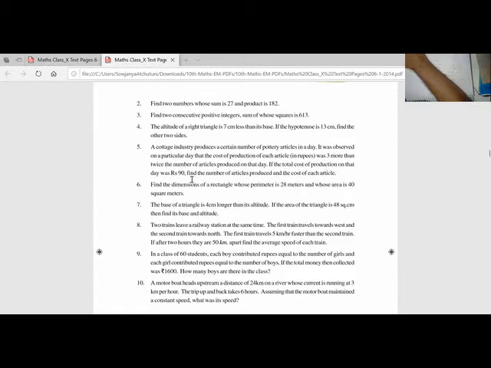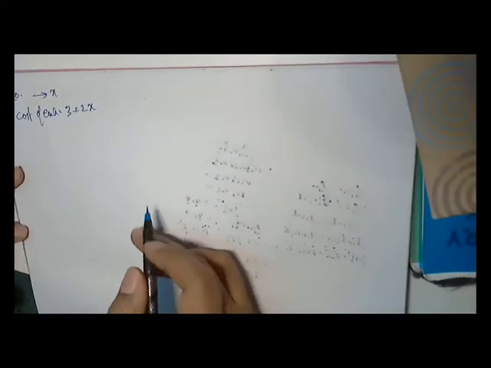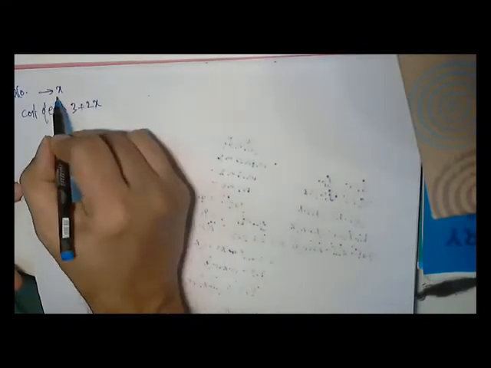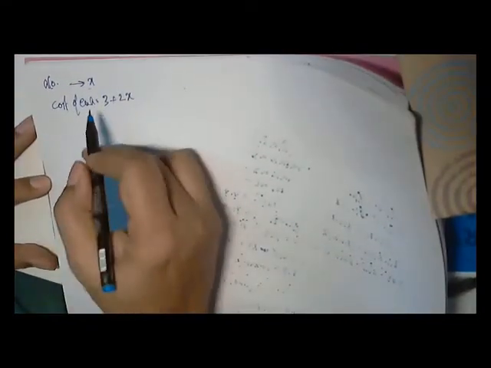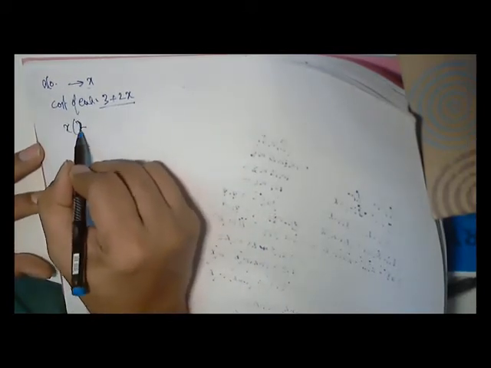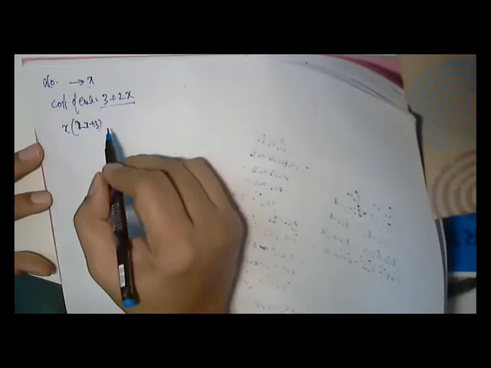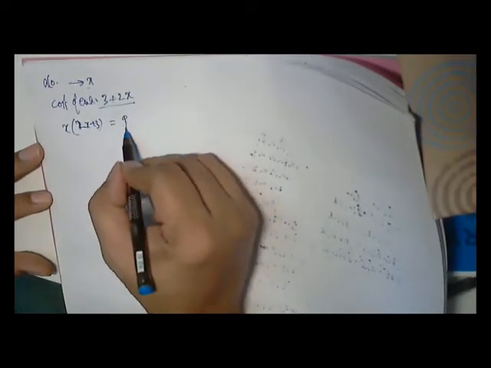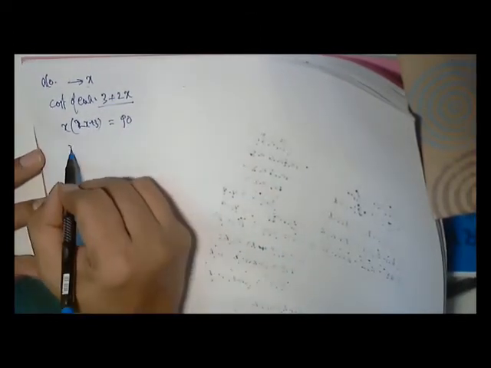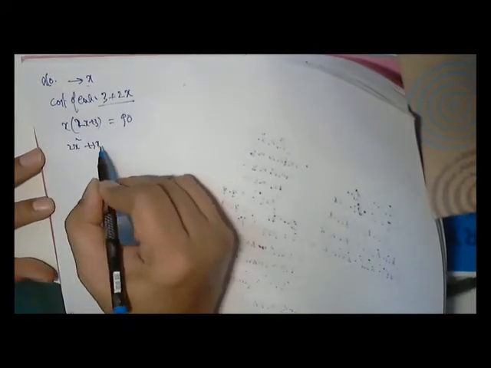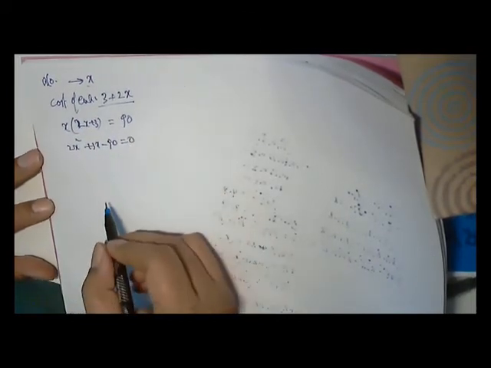If the total cost of production is rupees 90, find the number of articles. So what is the total cost of production? The number of articles is x. The cost of each article is 3 plus 2x. The total cost is number into cost of each product, which is equal to 90 rupees. So 2x square plus 3x minus 90 is equal to 0.